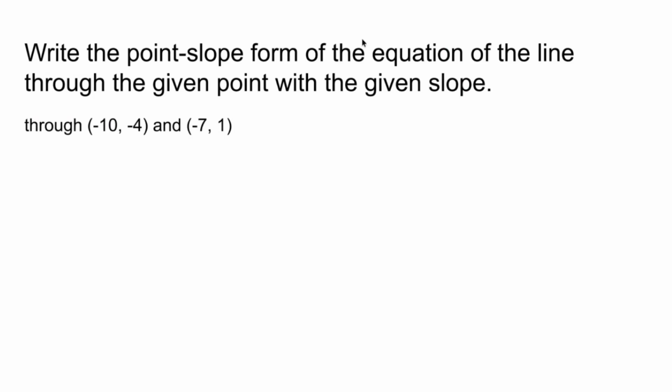Write the point-slope form of the equation of the line through the given point with the given slope. All right, so we need point-slope form. Let's write that out. y minus y sub 1 equals m times the quantity x minus x sub 1. Now, what is what? m is the slope, and x sub 1, y sub 1 represents the point.